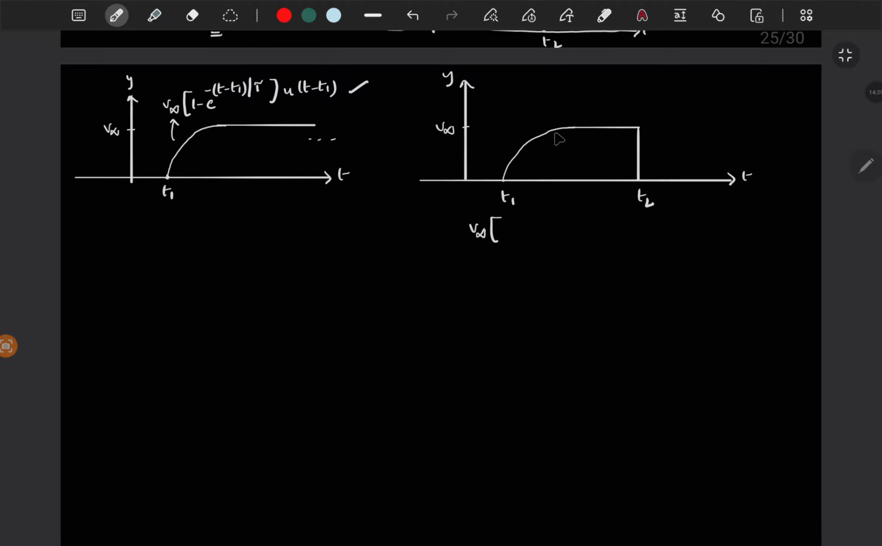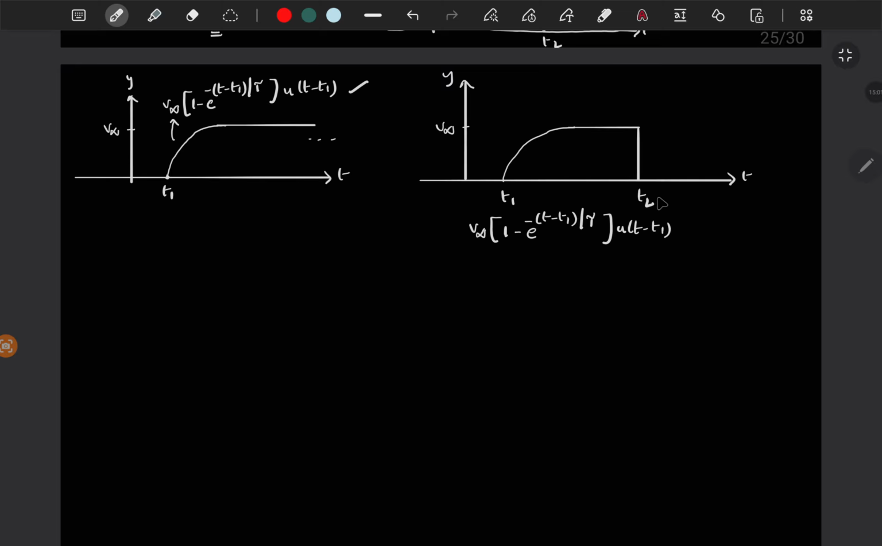So we know this equation, right? It is just the right-shifted equation of v infinity times 1 minus e power minus t by tau, u of t. So it is starting from t1, which means you have to write t minus t1 in place of t. So 1 minus e power minus (t minus t1) by tau, u of (t minus t1). If you leave this equation here, then you will get this, right?